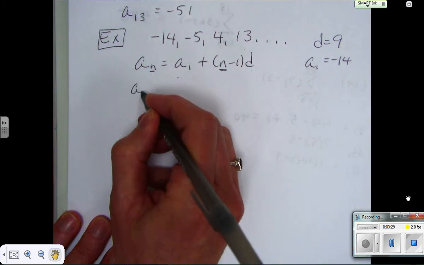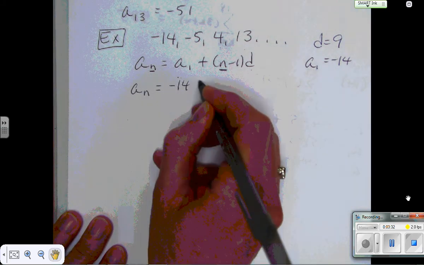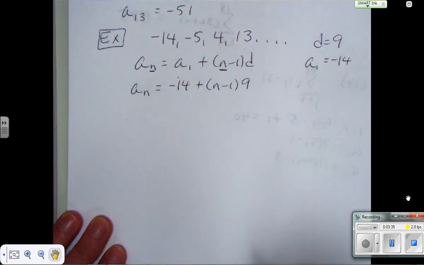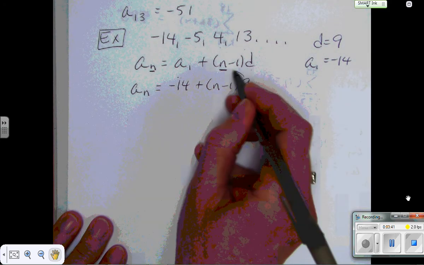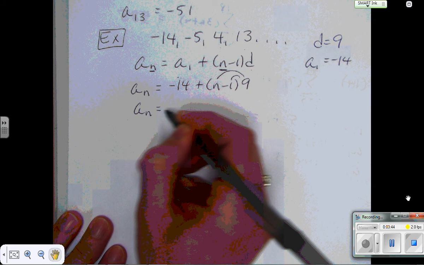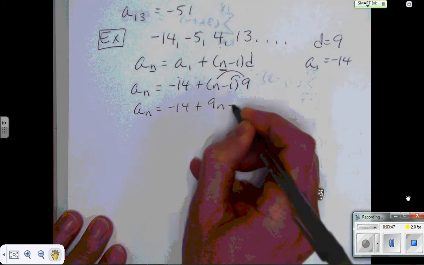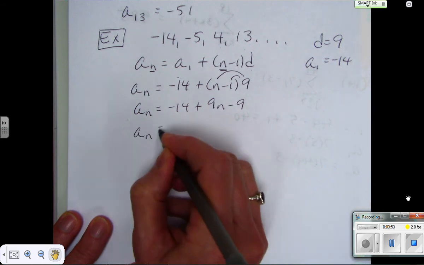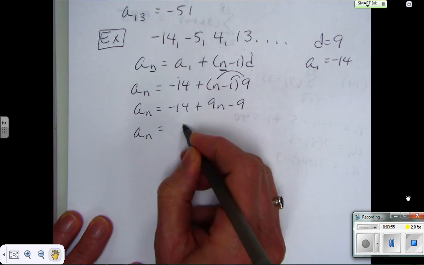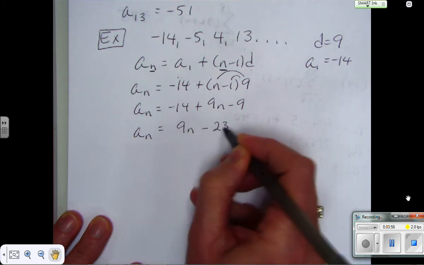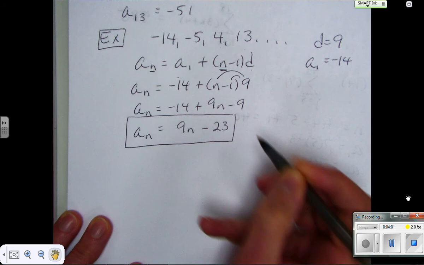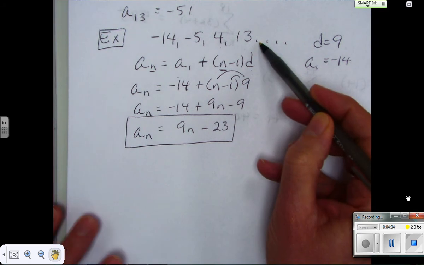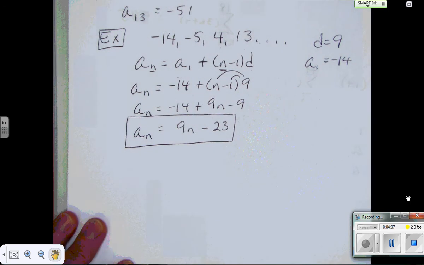Okay, so let's substitute those values in. Negative 14 plus n minus 1 times 9. And I want to simplify it as much as I can. So I'm going to distribute the 9. And then combine my like terms. So your final equation would be a sub n equals 9n minus 23. And that is the equation that you would use to get whatever term you wanted in this sequence. Any questions?